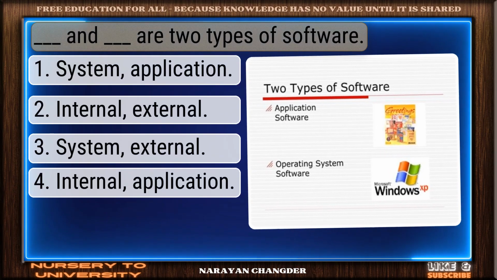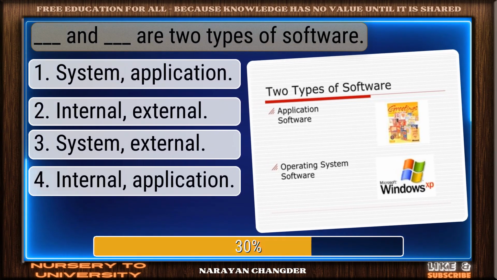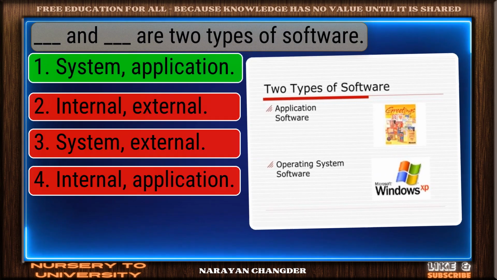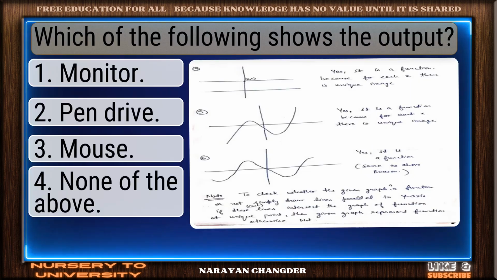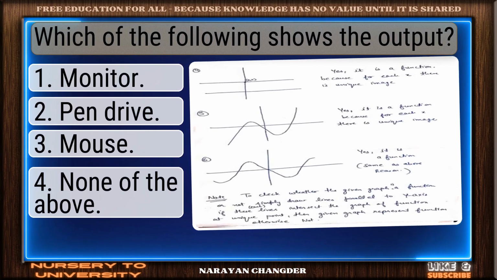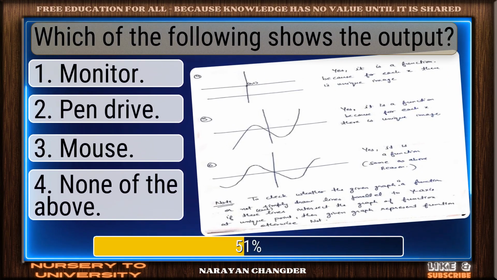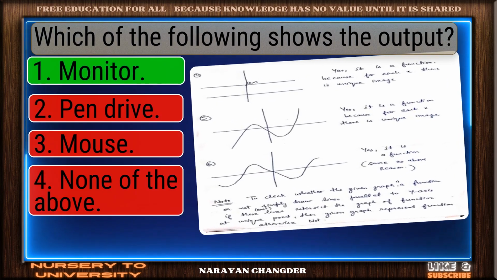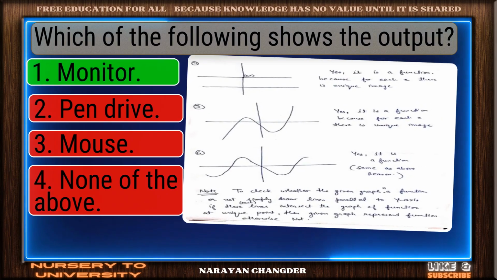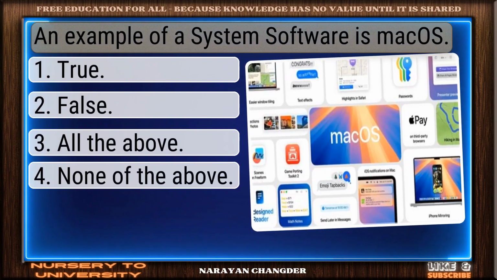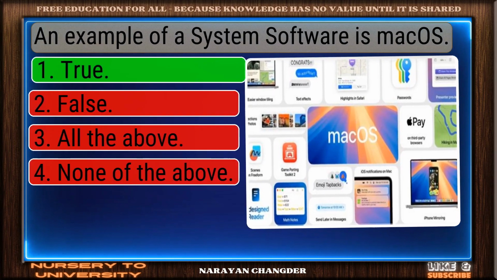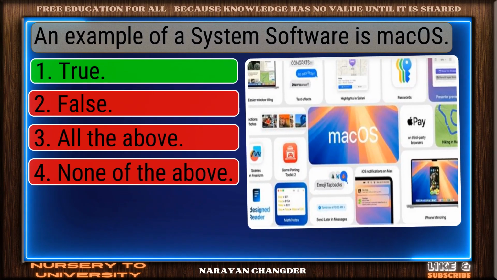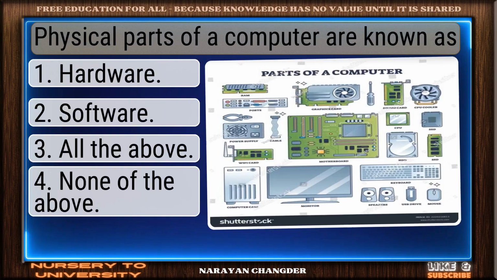Dash are two types of software. Right choice. System application is the best answer. Which of the following shows the output? Valid point. Monitor is true. An example of a system software is MacOS. Well reasoned. True is the correct choice.